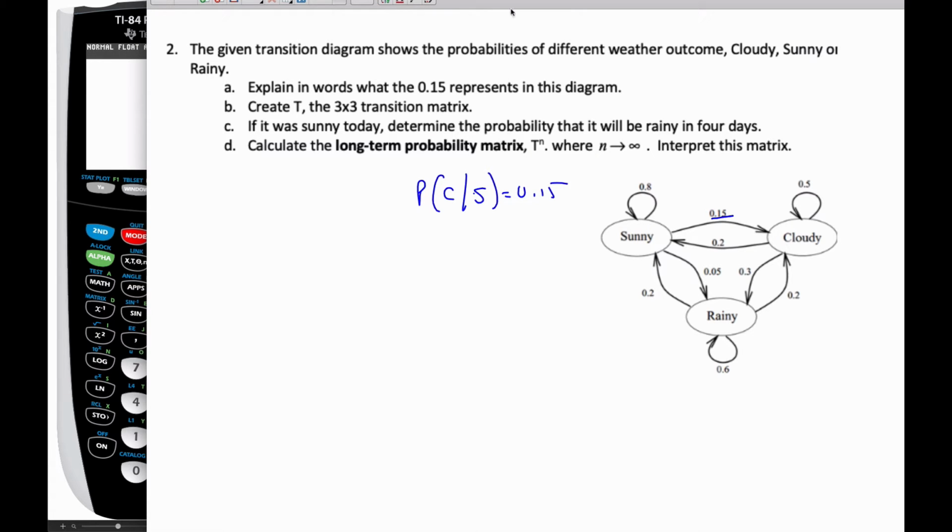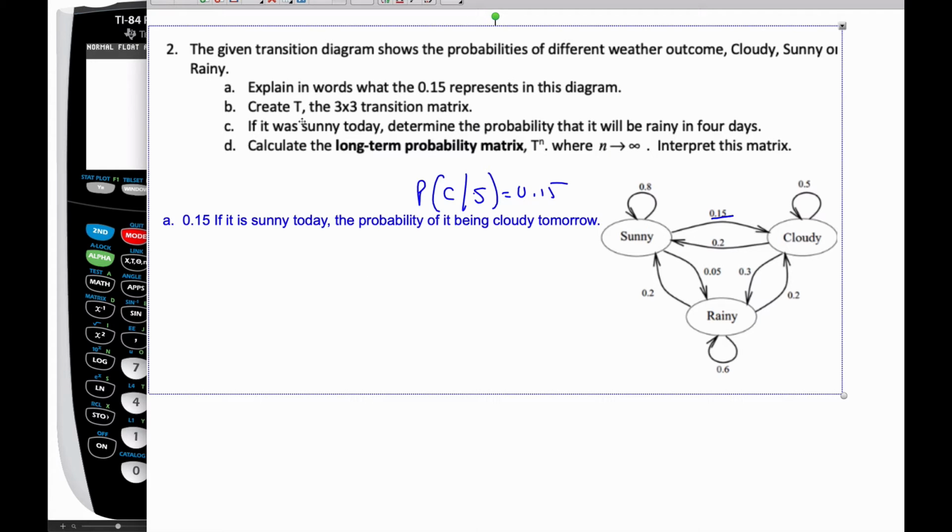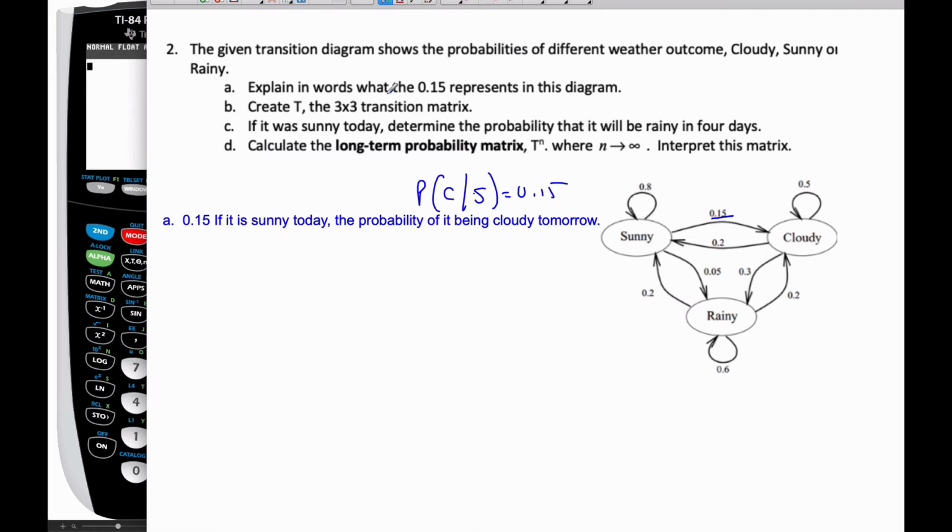That's what that means. In words, I could say 0.15 is, if it is sunny today, the probability of it being cloudy tomorrow. Okay, so now I want to create T, a 3 by 3 transition matrix. My transition matrix refers to the current state, and I'm going to go from sunny to cloudy to rainy. And then this is the future, and this is sunny to cloudy to rainy.